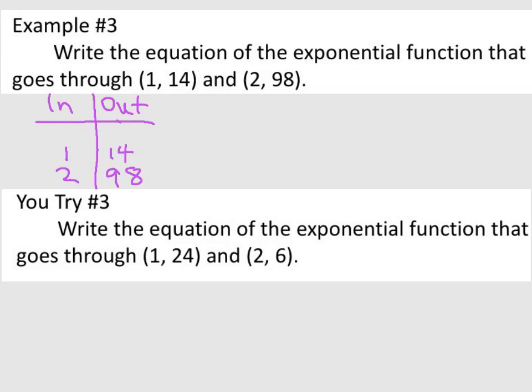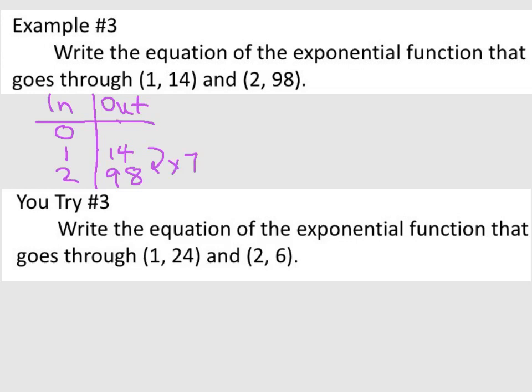That's because we were not given the y-intercept. We were not given the point 0 something. So we need to find that calculation ourselves. And the best way to do that is try to figure out what pattern was happening. Well, 14 up to 98. My numbers are getting bigger, so I know that that's going to be a multiplication pattern. And by checking a few things on my calculator, I find out that 14 times 7 makes 98.